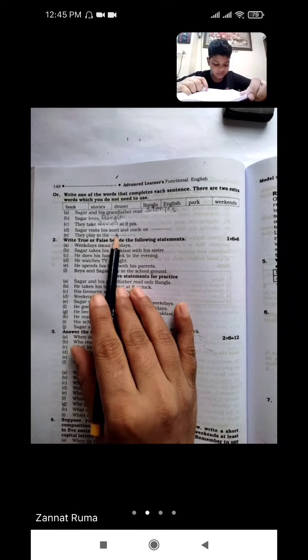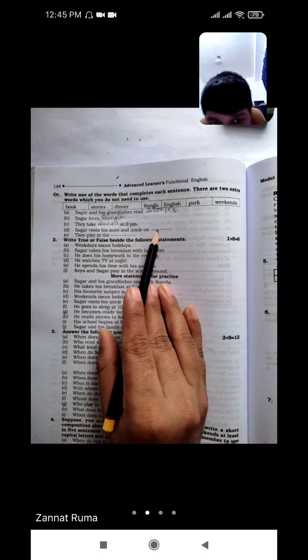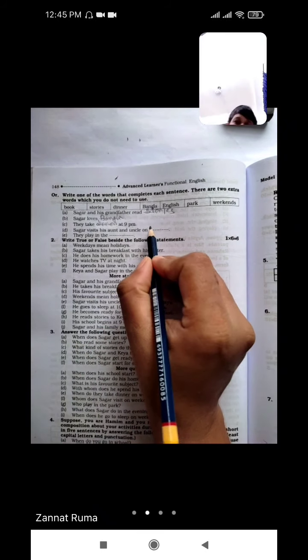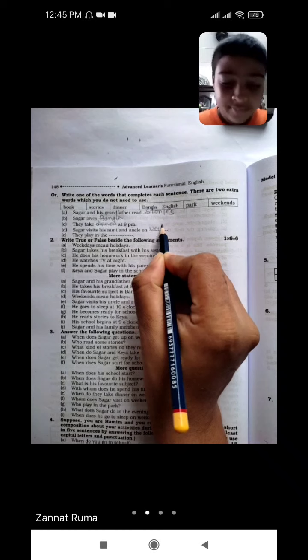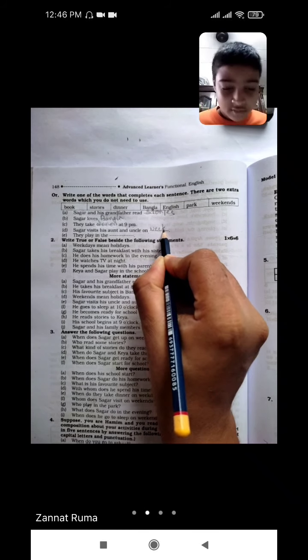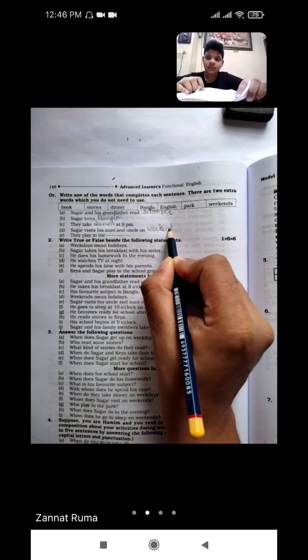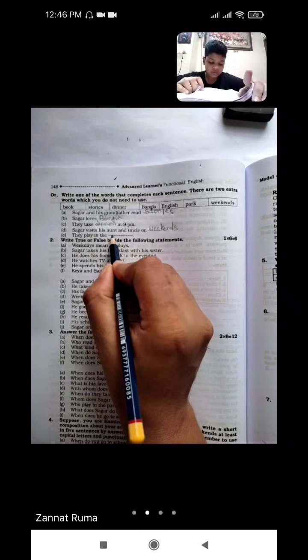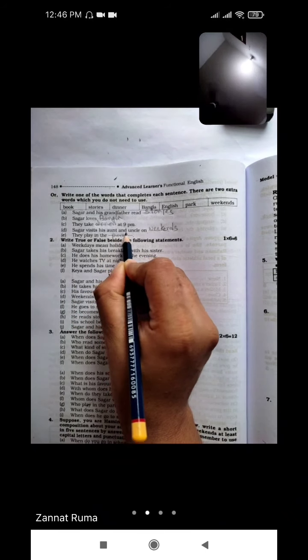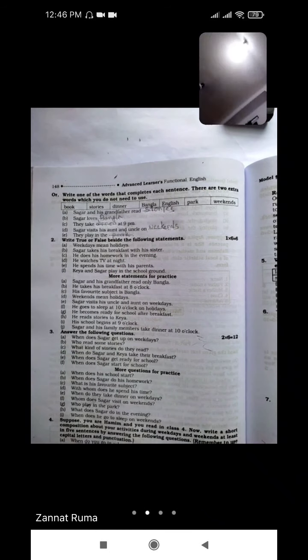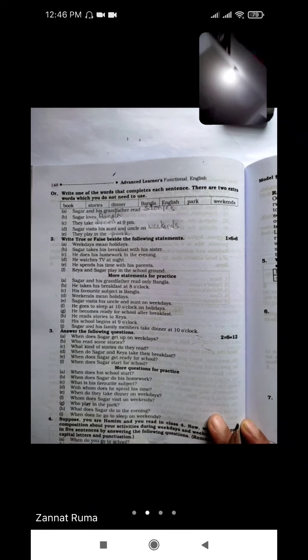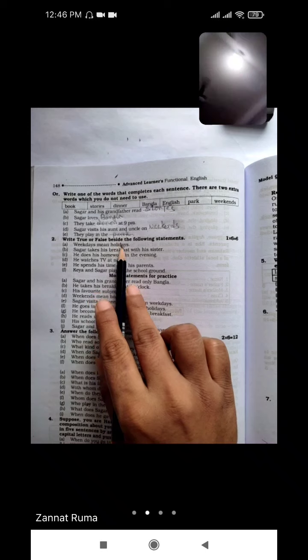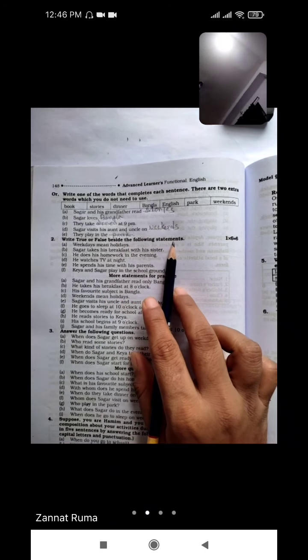Shagor visits his aunt and uncle on weekdays or weekends? Weekends, right? They play in the what? They play in the park. Okay, good. Now, number two, write true or false beside the following statements.